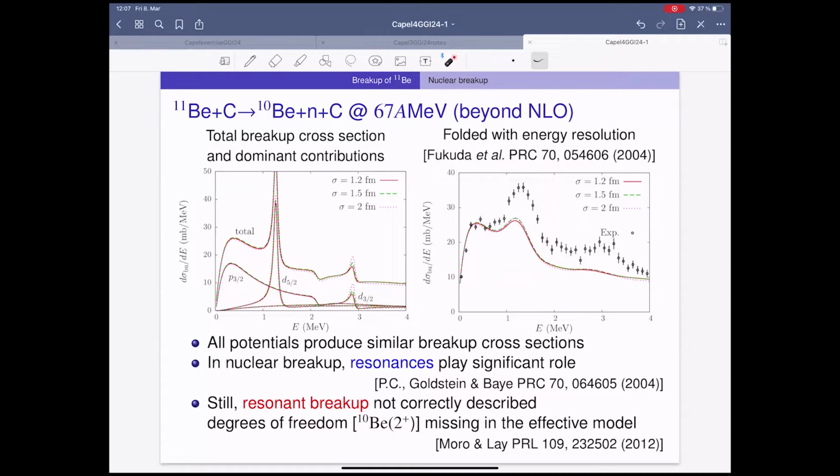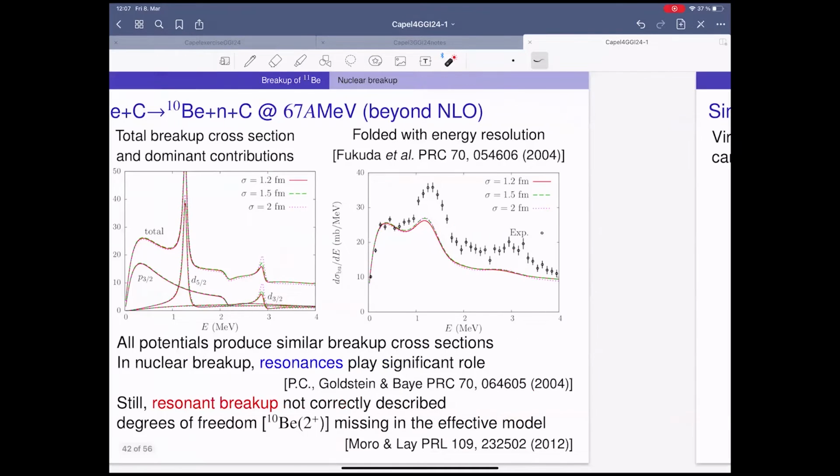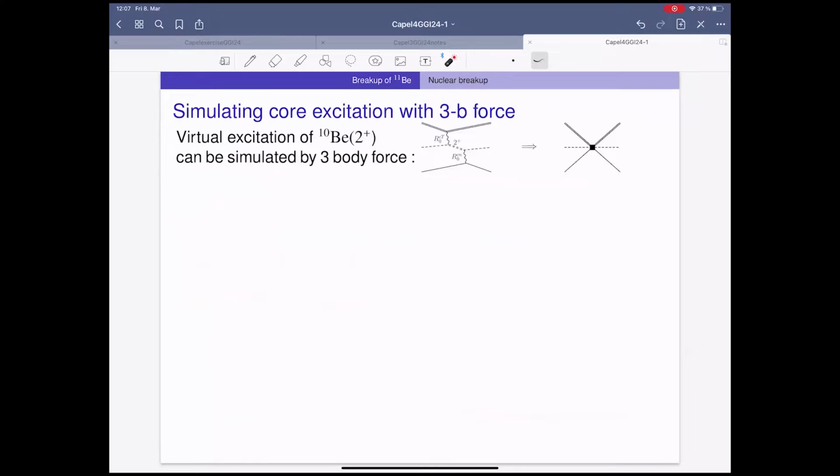And so you need to look at the first degree of freedom that you do not include in the model. And the first degree of freedom that we do not include is the excitation of the beryllium-10 to its 2+. So we published it, we were happy, and then we looked a bit around, and we saw that Antonio Moro and Jose Antonio Lay from Sevilla have shown that there was a significant influence of the 2+. So we need to include it. We're in effective field theory, so you include this kind of thing. This was the idea by Dan Phillips. You include it by a three-body force.